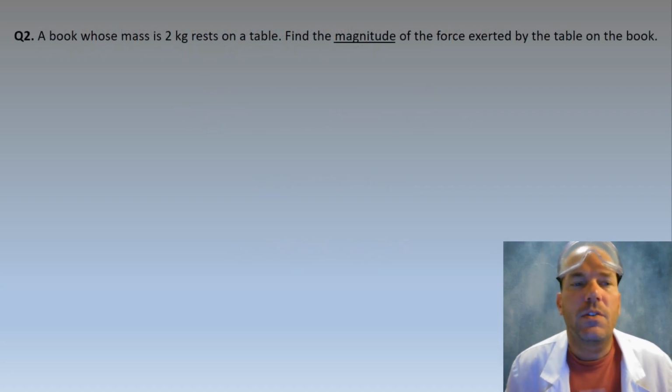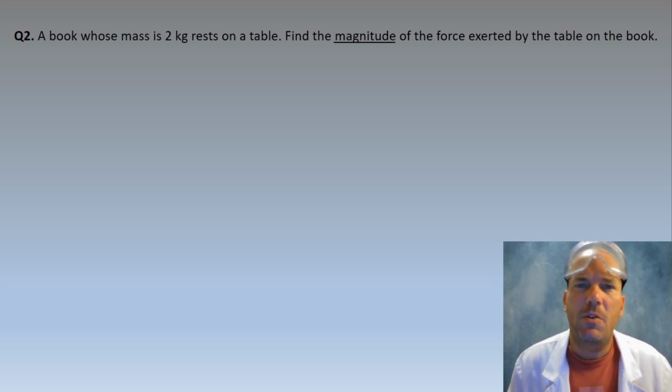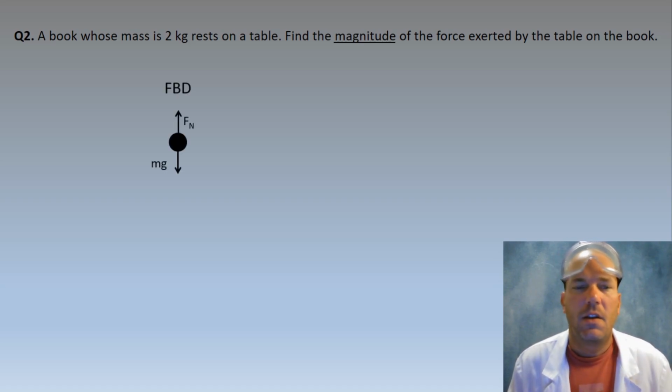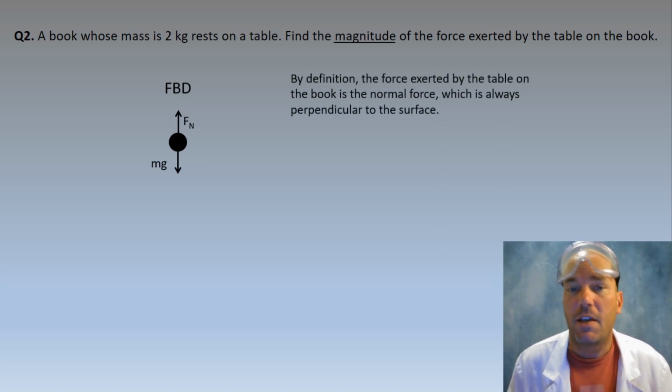In question 2, there's a book whose mass is 2 kilograms. It's at rest on a table, and you are asked to find the magnitude, underlined, of the force exerted by the table. In other words, we're not worried about the direction. So we're going to do our free body diagram. It is at rest. There is no net force acting on it. Therefore, the force normal up is equal in magnitude to the force of gravity.